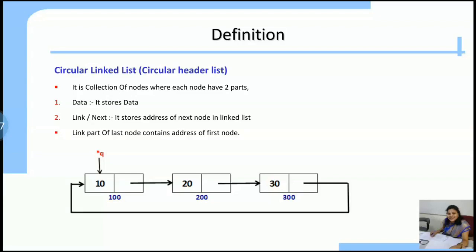So, this is the definition of the circular linked list. Circular linked list is a collection of nodes where each node has two parts, data and a link, where data stores the data value, whereas link stores the address of the next node. This is the same as a single linked list, with only one change: in a single linked list the link part of the last node contains a null value, whereas in a circular linked list we store the address of the first node in the link part of the last node, to make the circular path from the last to the first node.